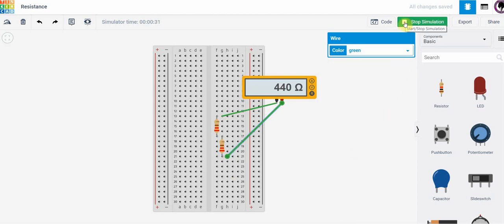So what I want you to do for this next assignment is to string 3 resistors together in series and put in a multimeter measuring resistance, measure it by turning on the simulator, and then take a screen capture. That's going to be your next assignment. Please see me in class if you have any questions.